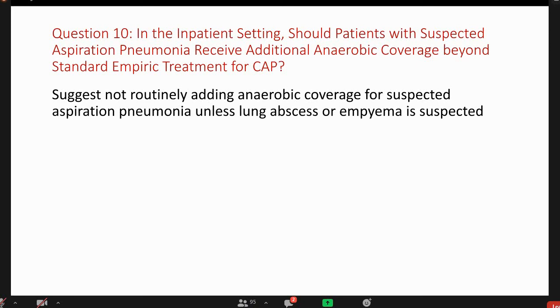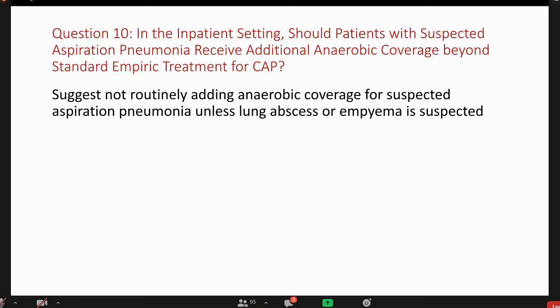But in this case, generally for aspiration pneumonia we should not add anaerobic coverage unless we suspect that this pneumonia is not simple pneumonia, that it is a lung abscess as well, or that empyema is present as an associated complication.